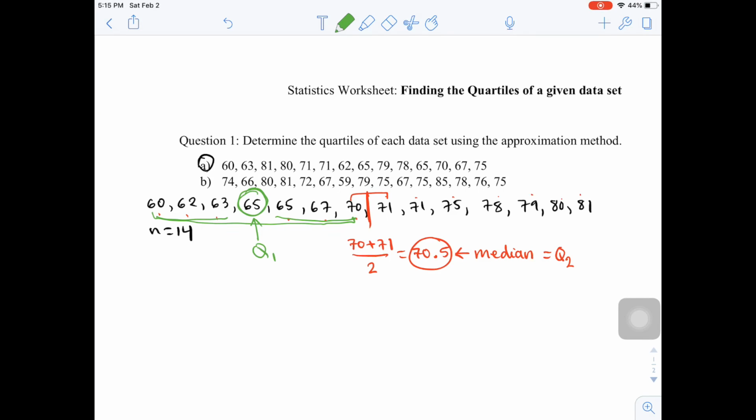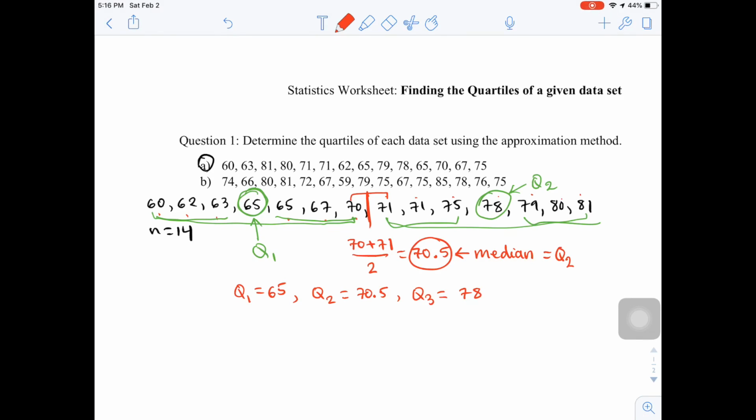Let's look at the upper half of the data set, which is this right here. The very middle part is 78, because 78 is dividing that into two equal parts with 3 values on the right and 3 values on the left. This value here, we call it Q3. So in summary, we see that we have Q1 of 65, Q2 of 70.5, and Q3 of 78.